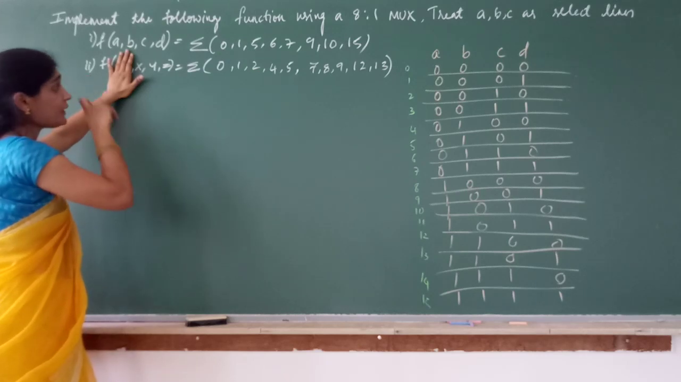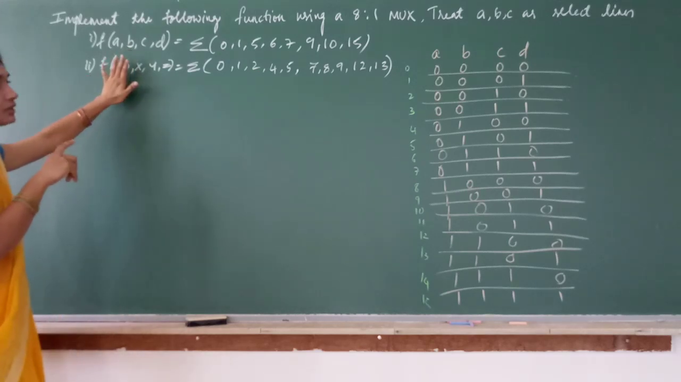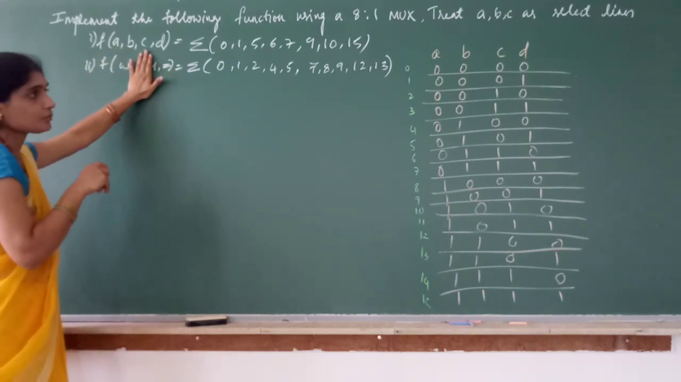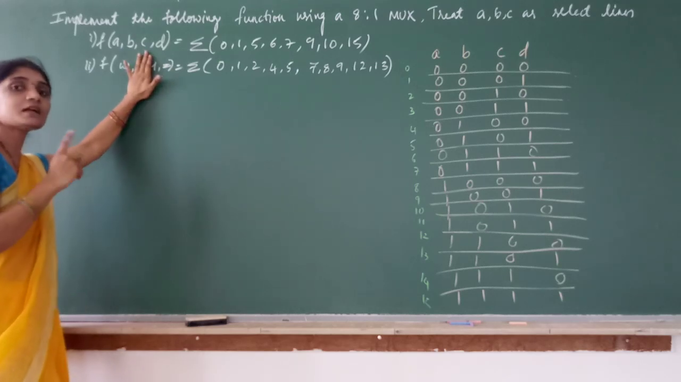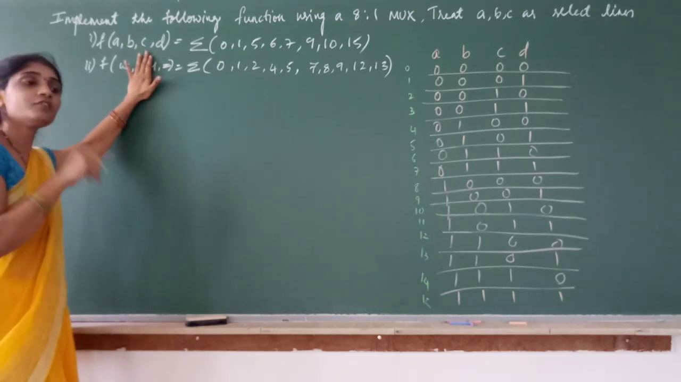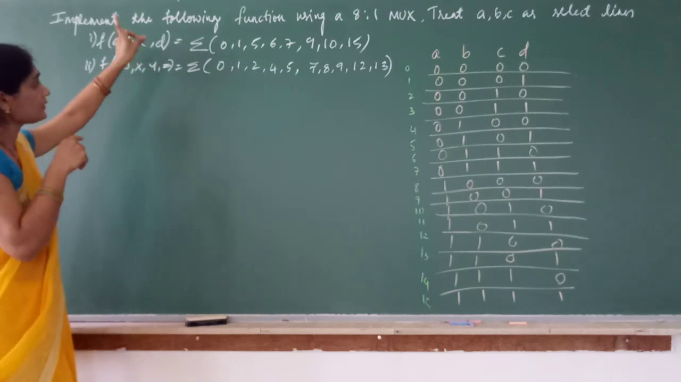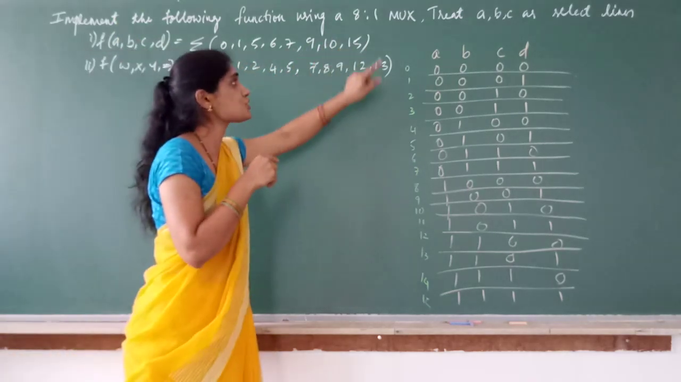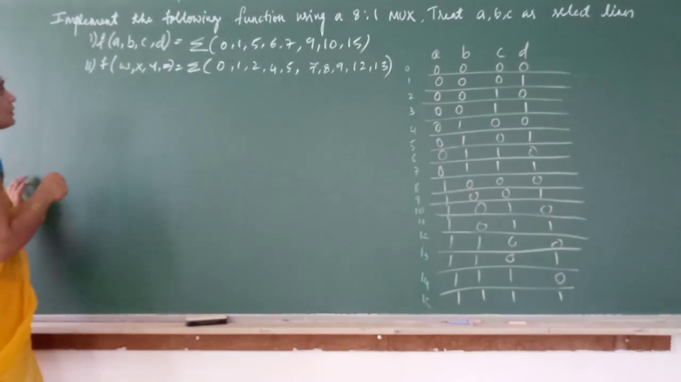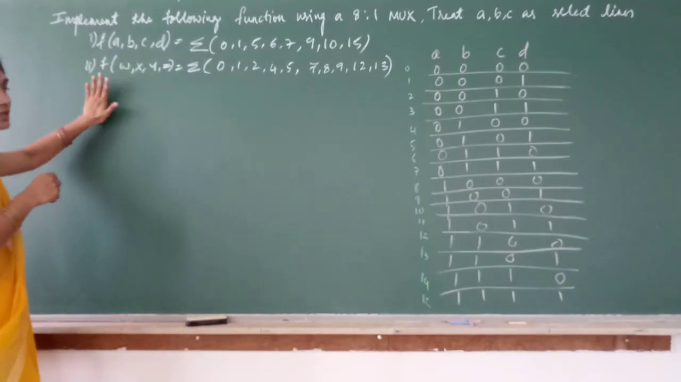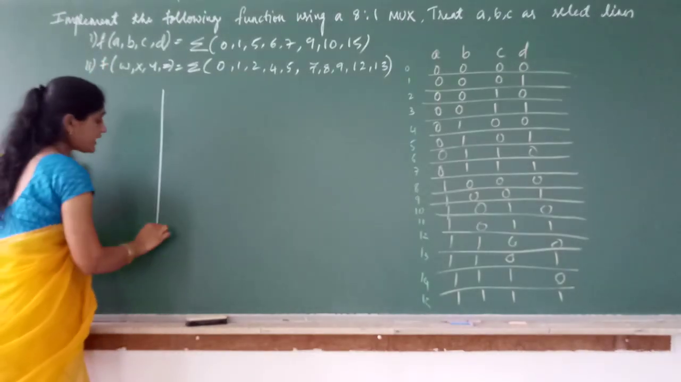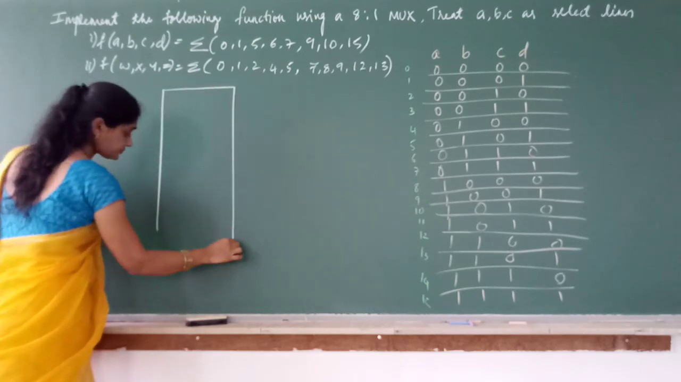So if we implement this function directly, since I have 4 variables in a function, I must select a multiplexer which has got 4 select inputs, that is 16:1 mux. But here the given question is using 8:1 mux. So now I have to implement this using 8:1 mux. So let me write the logic symbol of 8:1 multiplexer first.